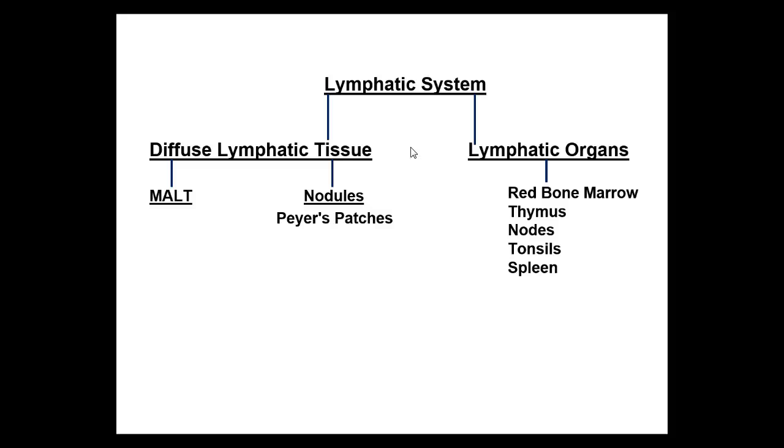When we talk about the lymphatic system, we sort of break it out into our lymphatic organs, which I've listed over here, and our diffuse lymphatic tissue. What I wanted to do was explain what diffuse lymphatic tissue is to you, and then the lymphatic organs will primarily be addressed in the lab setting. So let's talk about diffuse lymphatic tissue. You can see we have MALT, and then we have nodules.